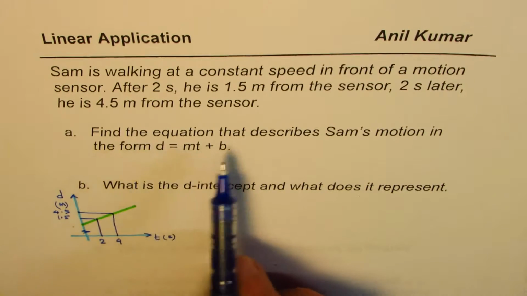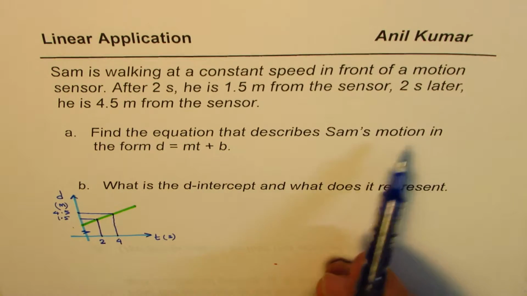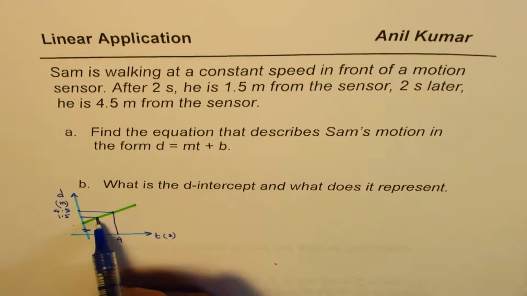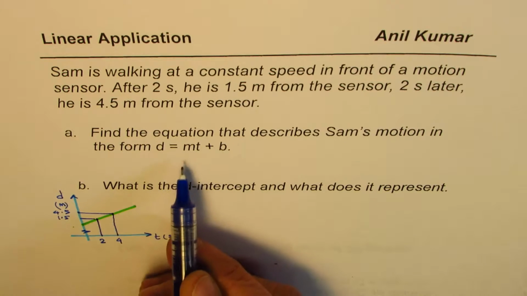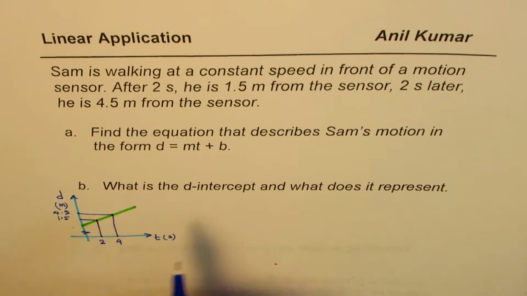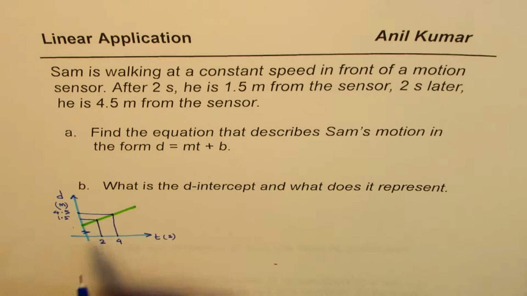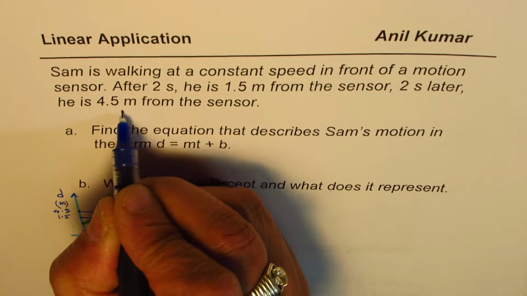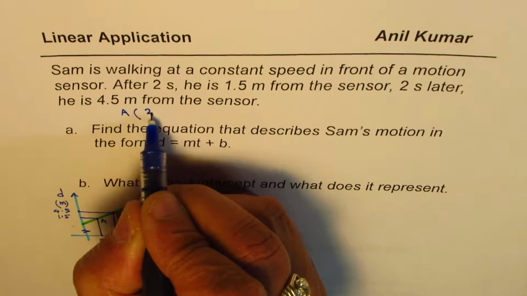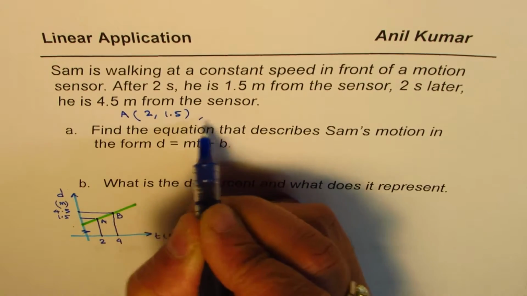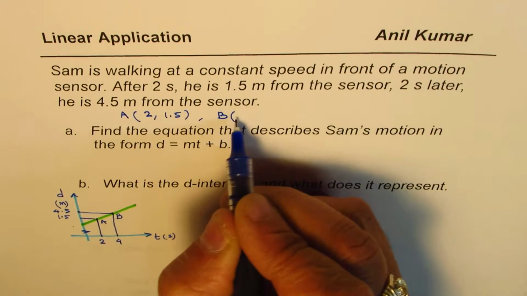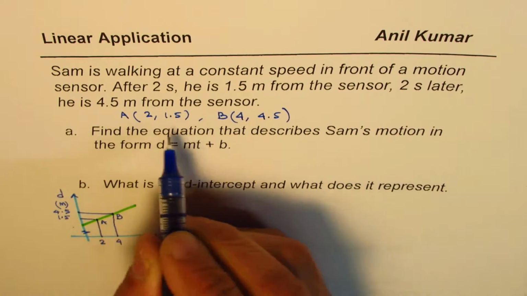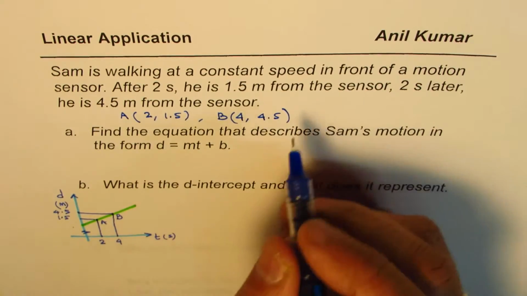Now it says, find the equation that describes Sam's motion in the form of d equals mt plus b. So we have 2 points on this line, and from these 2 points we can always find the equation of the line. So let me write down the points which we have. Let me call this point A, and let me call this point B. Point A for us is at 2 seconds, distance is 1.5, and point B is 2 seconds later, means time is 4 now. The distance is 4.5 meters. Is it okay? So from here, we can find the slope m.